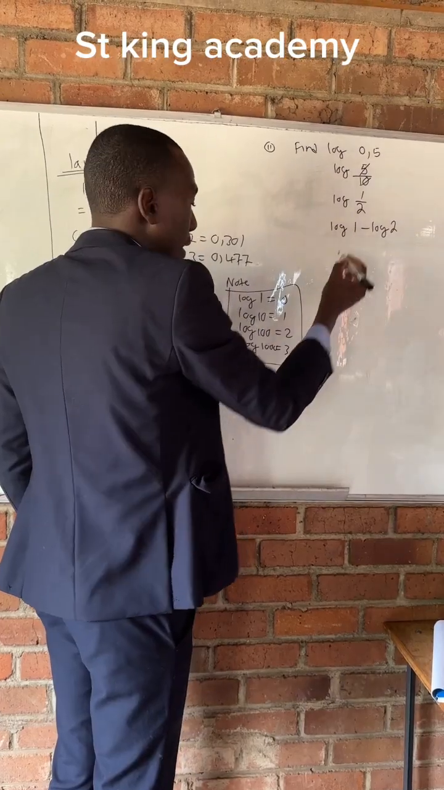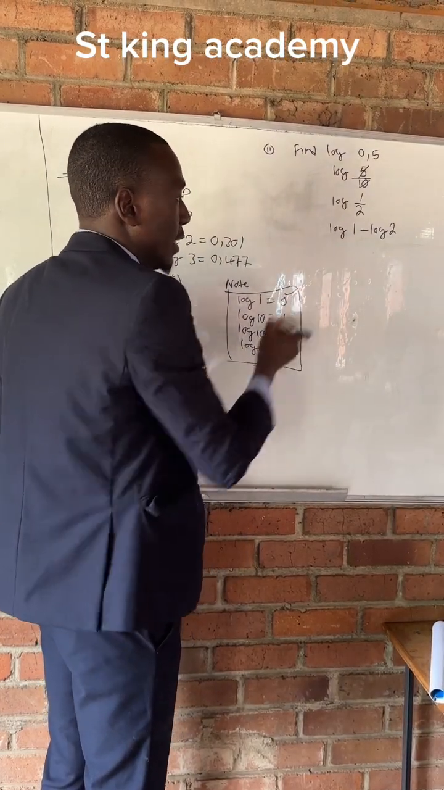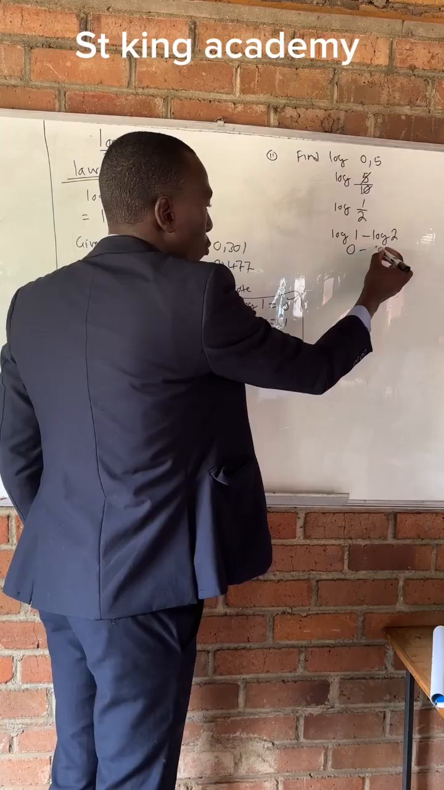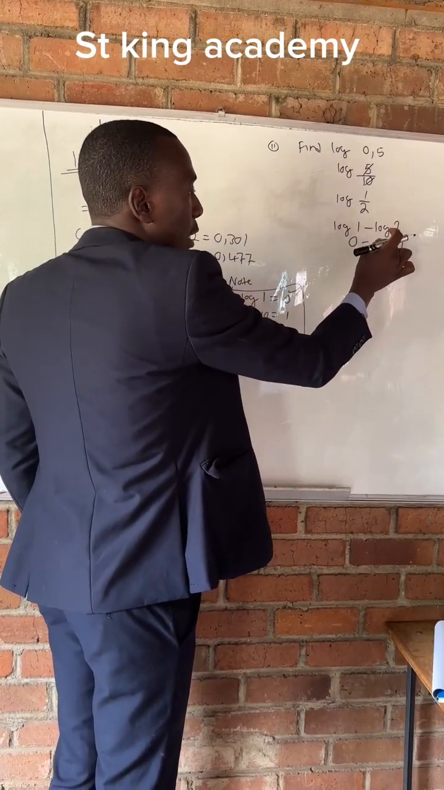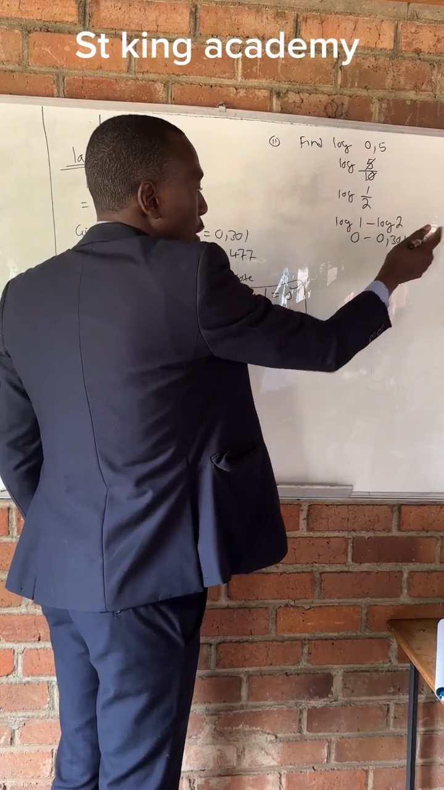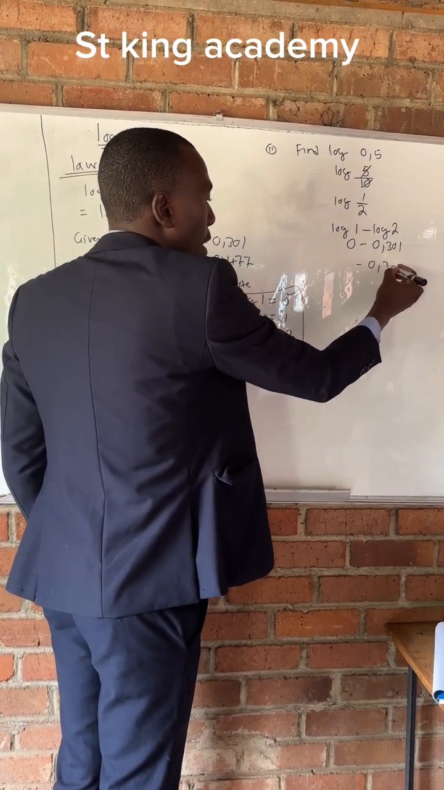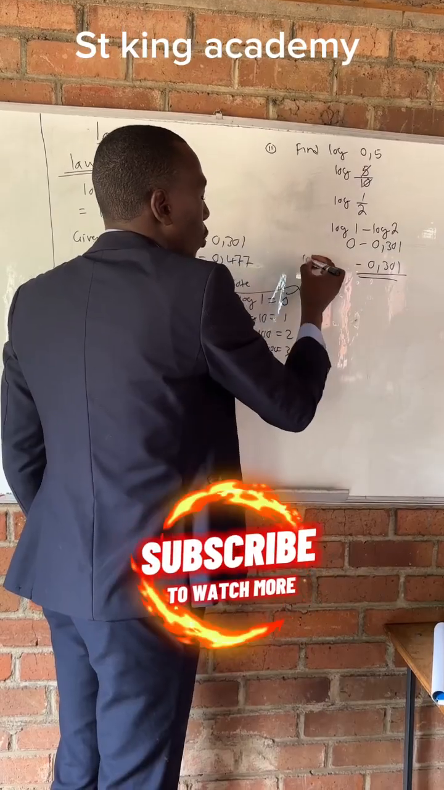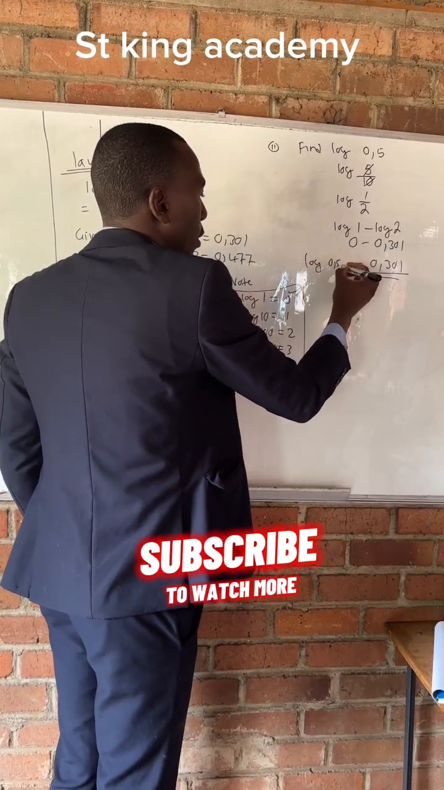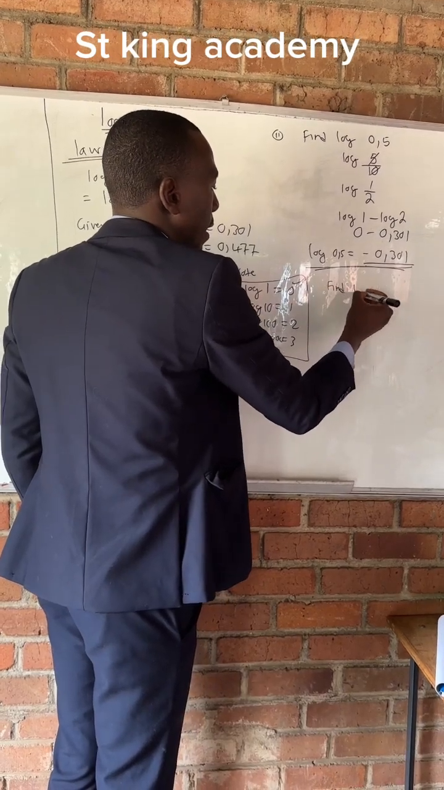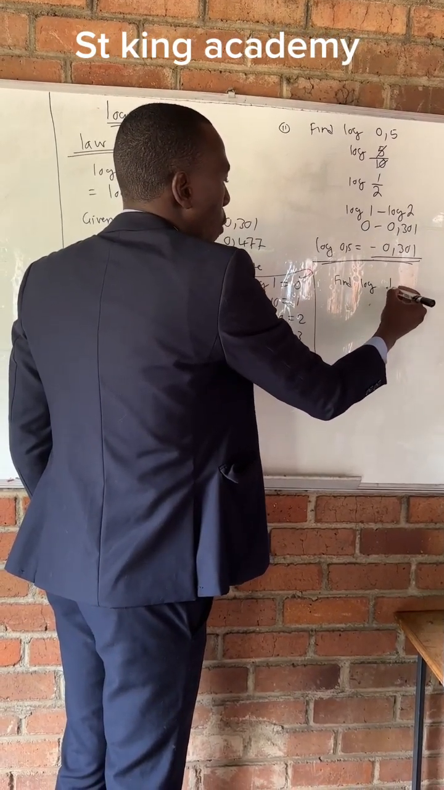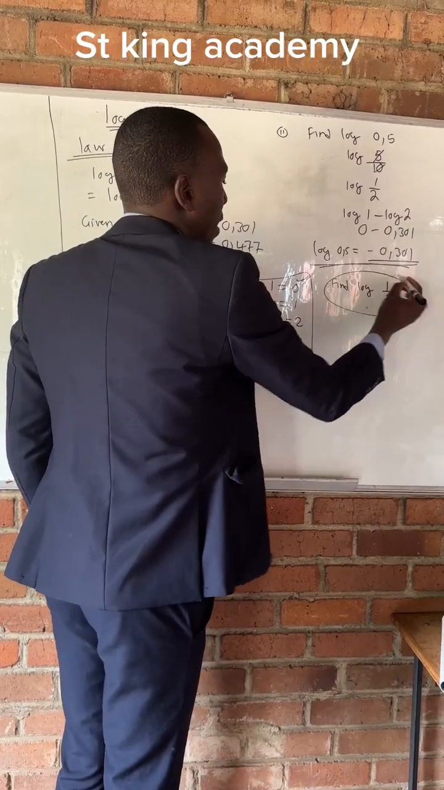Log 1, you say, is 0. So we're going to say 0 minus log 2, which is 0,301. So 0 minus 0,301, we get minus 0,301. So that's log 0,5. So I want you to find log 1 over 3. Thank you.